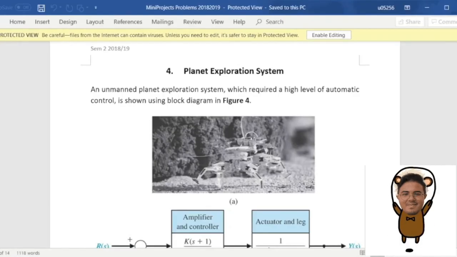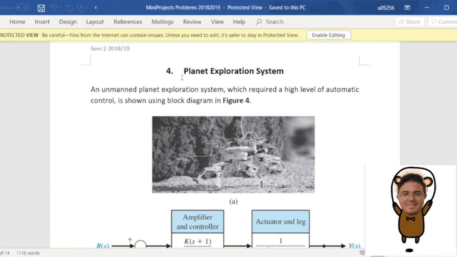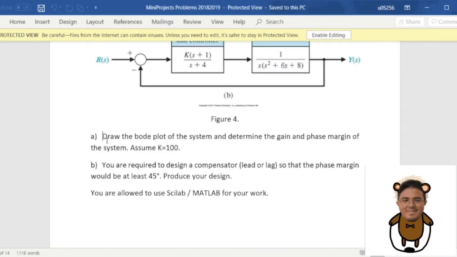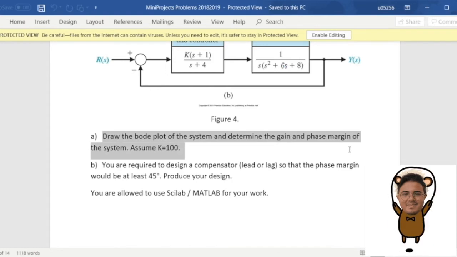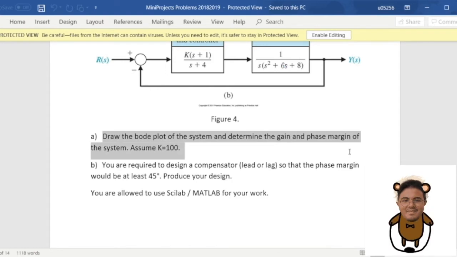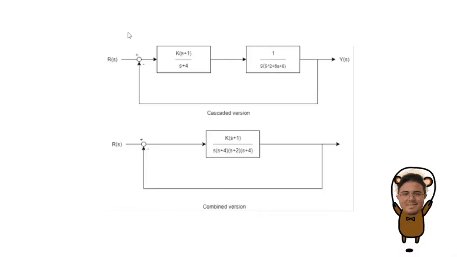Okay, hi, my name is Faiz and I will be explaining the planet exploration system, which is the problem for our mini project. The first problem is to draw the Bode plot of the system and determine the gain and phase margin of the system. Assume K is equal to 100. So we will look in detail at the block diagram.